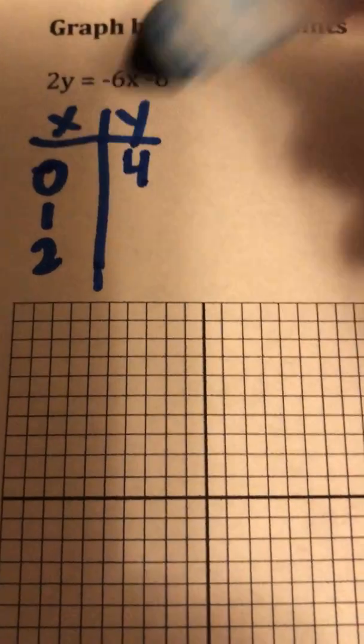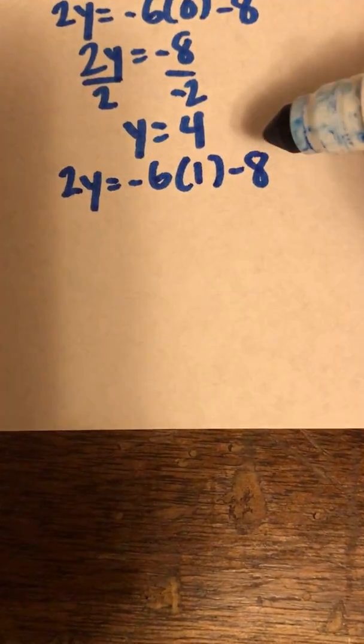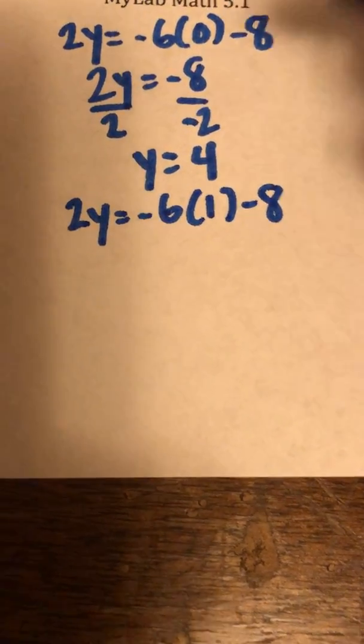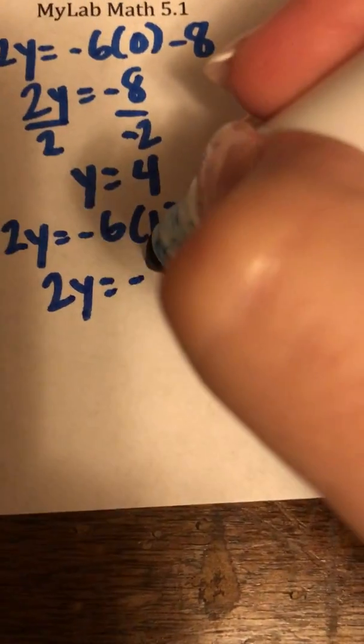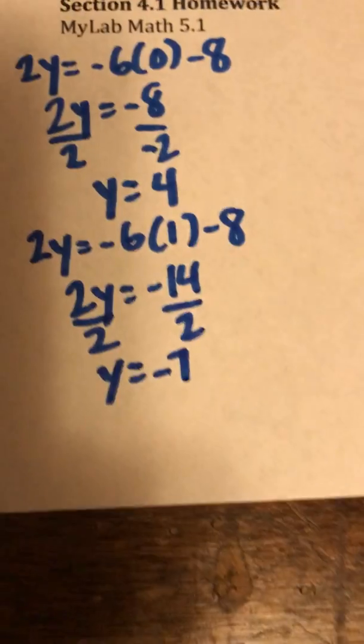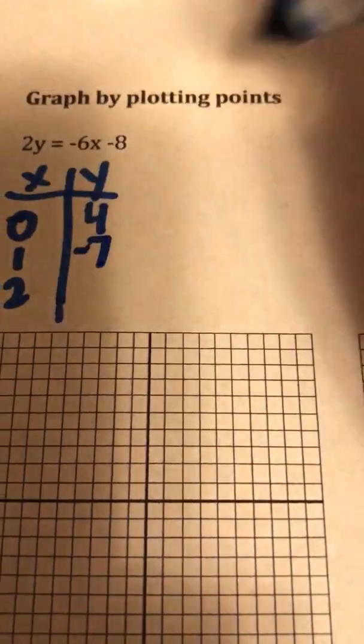Now let's do the same thing with 1. We're going to go back here. I'm going to say 2y equals negative 6 times 1 minus 8. Negative 6 times 1 is negative 6, minus 8 is negative 14. So now we have 2y equals negative 14. Divide by 2. And then y equals negative 7. So now we add that value up here, negative 7.